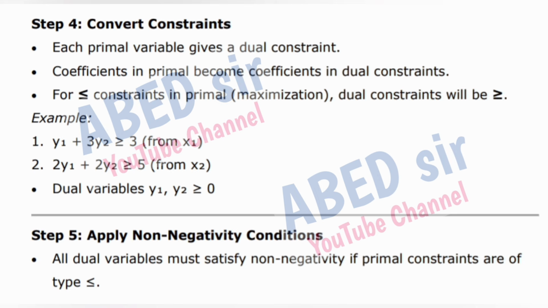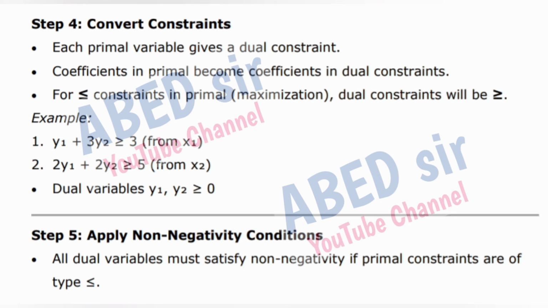Step 4. Convert constraints. Each primal variable gives a dual constraint. Coefficients in primal become coefficients in dual constraints. For less than or equal to constraints in primal, maximization, dual constraints will be greater than or equal to. Example 1. y1 plus 3y2 greater than or equal to 3 from x1. 2. 2y1 plus 2y2 greater than or equal to 5 from x2. Dual variables y1, y2 greater than or equal to 0.